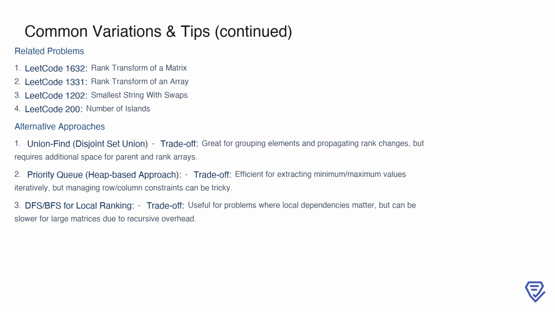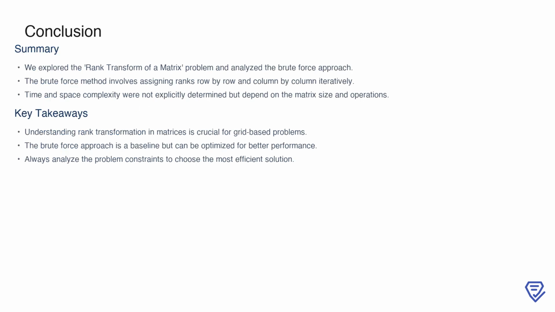Finally, techniques like DFS or BFS can be employed for local ranking when dependencies are localized. While these methods can be effective, they may not be as efficient for larger matrices due to recursive or iterative overhead. Each approach has its trade-offs, so understanding their strengths and weaknesses will help you choose the best one for the problem at hand. To wrap up, we reviewed the brute force approach to solving the rank transform of a matrix problem, focusing on its iterative nature. Key takeaways included the importance of analyzing grid-based problems and optimizing for constraints.